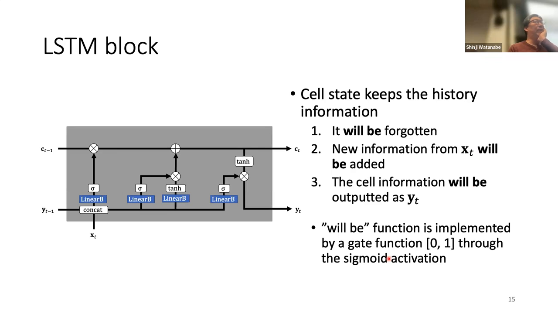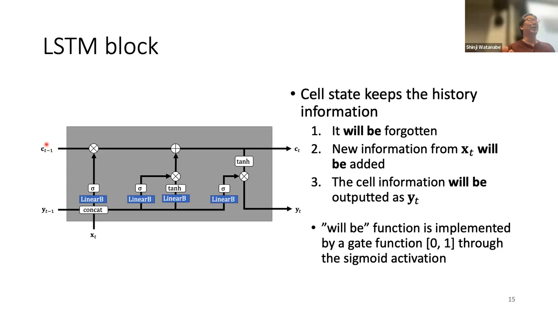So first, we have a very important concept, the cell. This keeps the history information, okay? And history means what we have spoken before, right? And how do we keep this kind of memory? So first, if this history is not important, what should we do? We just forget it, right? So this cell can forget the history information.